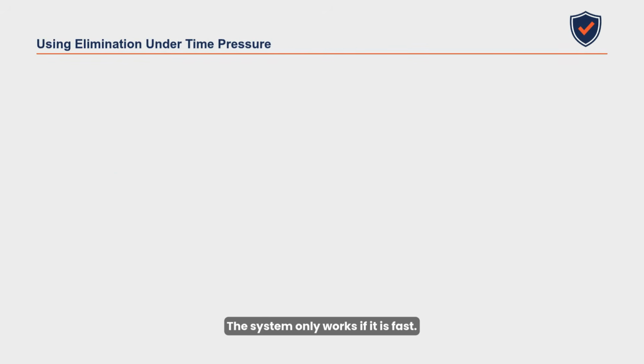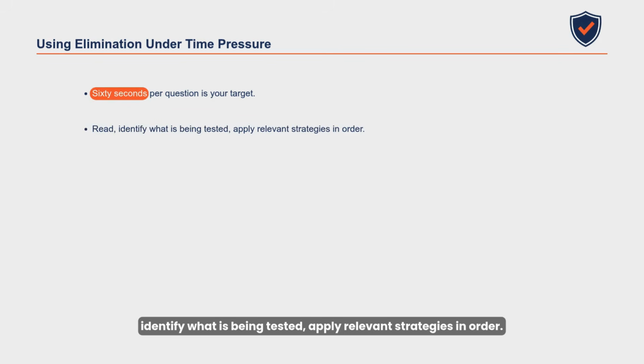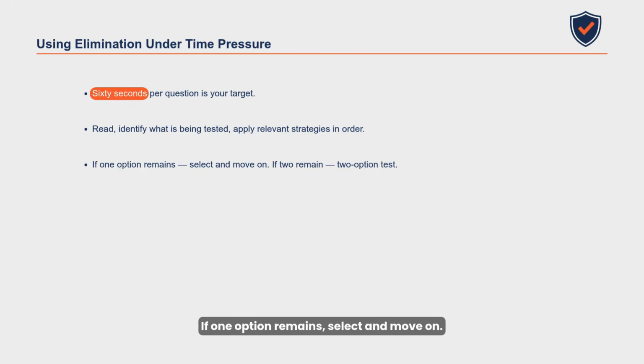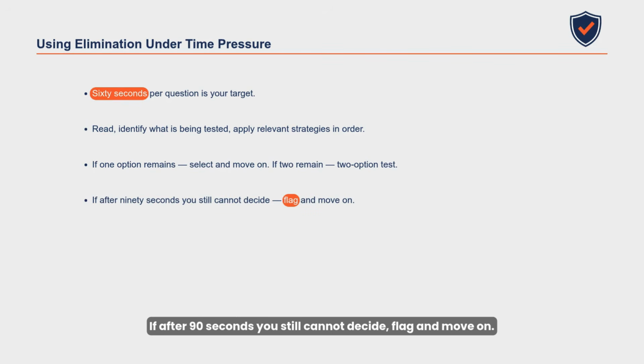The system only works if it is fast. 60 seconds per question is your target. Read, identify what is being tested, apply relevant strategies in order. If one option remains, select and move on. If 2 remain, 2-option test. If after 90 seconds you still cannot decide, flag and move on.